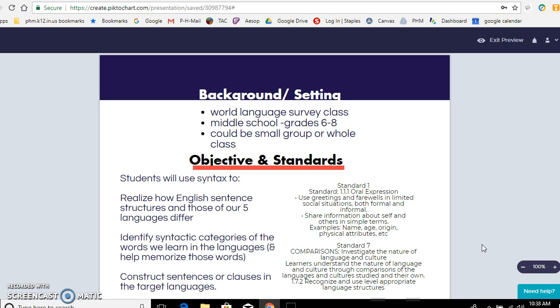So it is middle school, grades 6 through 8. My class is technically 7th grade, but it could be used for all three. And this could be a small group or a whole group activity.